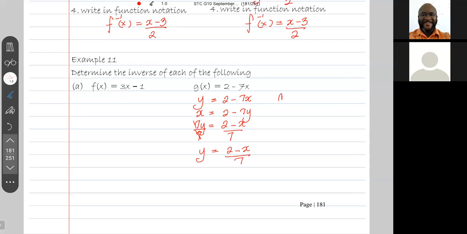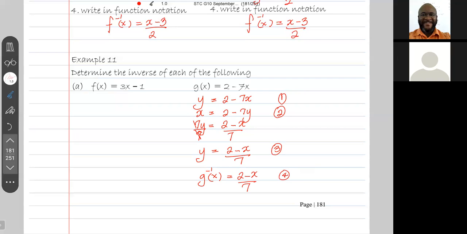So we have step 1, step 2, and step 3. Now step 4. For step 4, we simply take out y and say g inverse of x is equal to 2 minus x over 7. This is step 4.